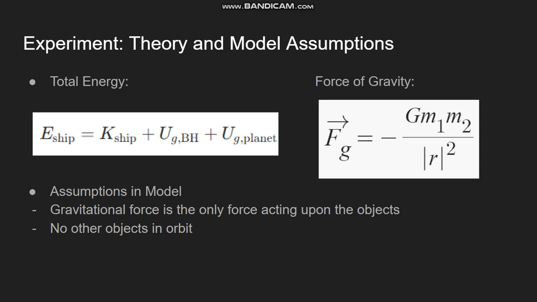The total energy the ship has is found in the first formula. The assumptions of the model include that gravitational force is the only component of F net and there are no other objects in orbit of the black hole.